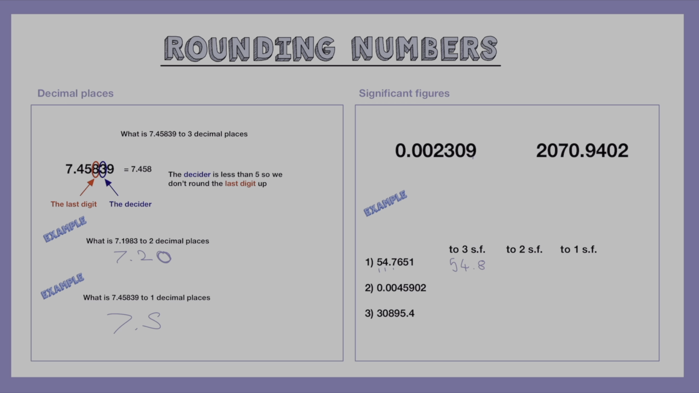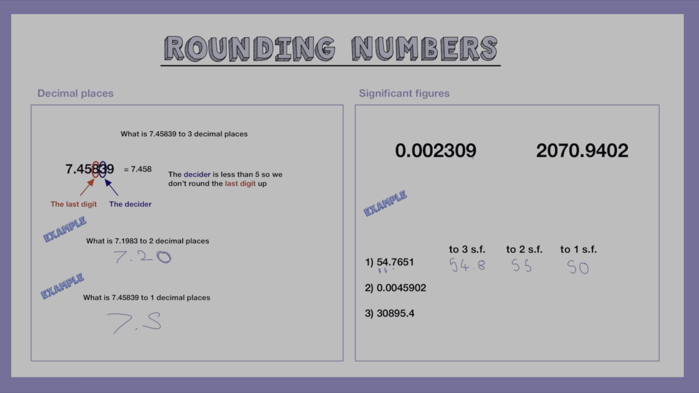So to 2 significant figures now, which would just be those first 2, so 5 and 4, but you would round the 4 because of the 7. And now to 1 significant figure would be 5. So you wouldn't round the 5 up because of the 4, because it's lower than 5, but you would still keep a point there to show that it's 50 instead of 5.